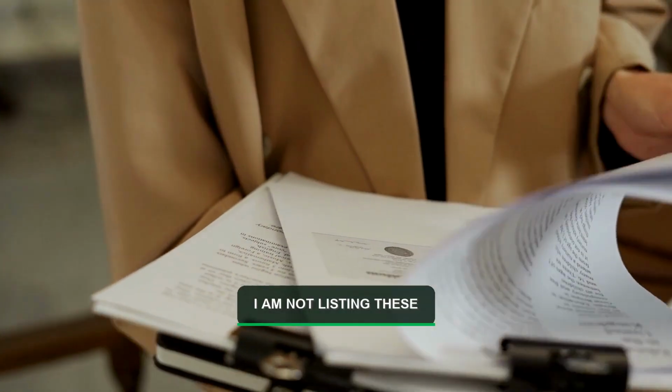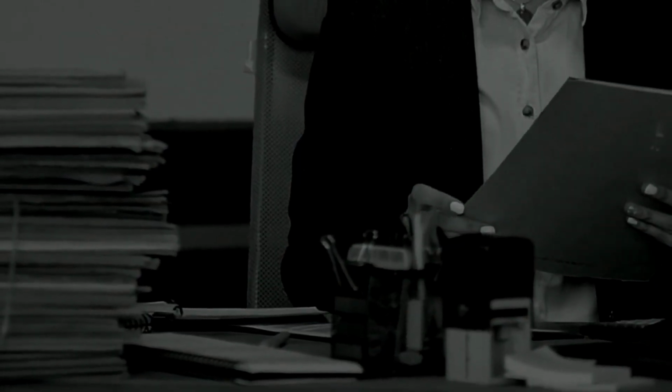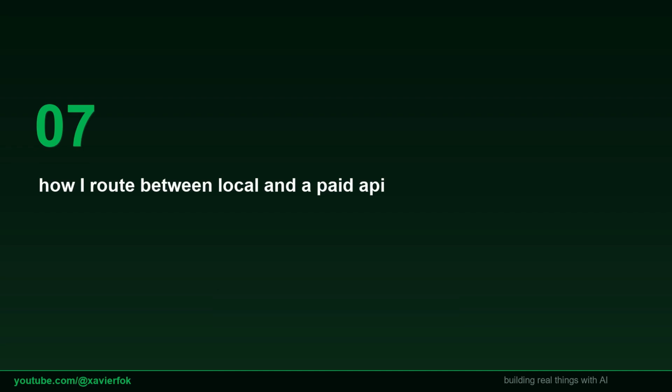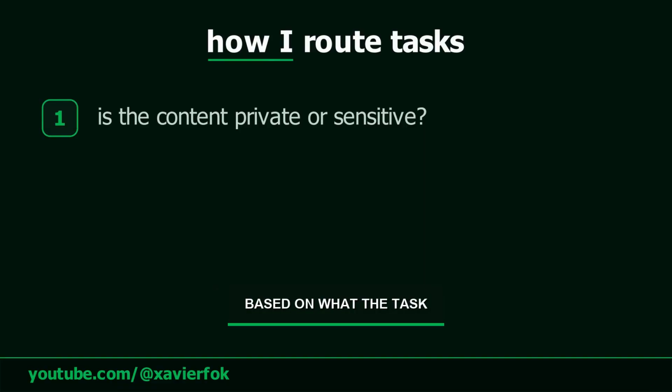I am not listing these to be down on local AI. I am listing them because knowing the honest limits is what lets you use it well. How I route between local and the paid API. The practical answer to all of this is that I do not treat local and paid as competing choices. I route tasks between them based on what the task actually requires.